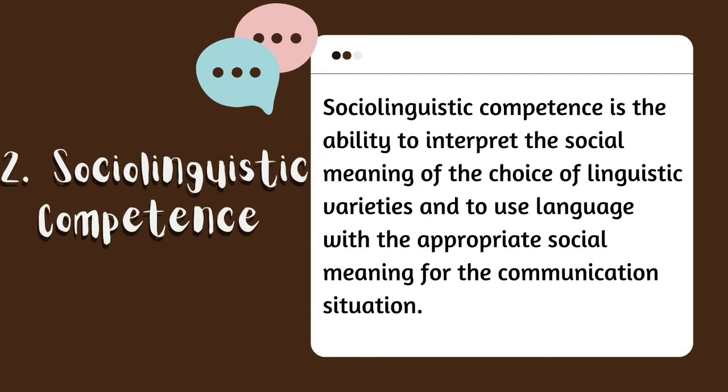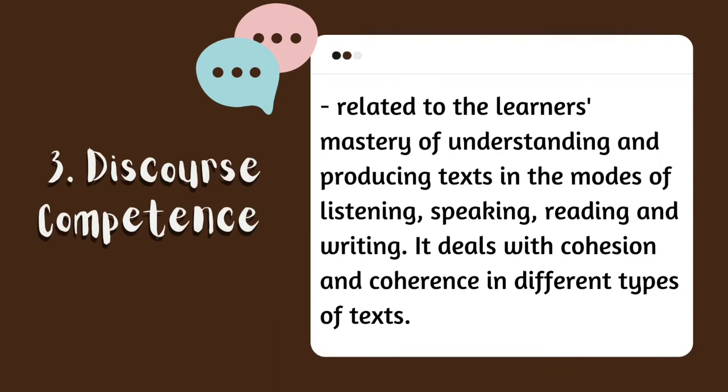So, sociolinguistics revolves around society and what pattern of language should be used that would be suitable for both communicators. The third one is discourse competence. It is related to the learner's mastery of understanding and producing text in the modes of listening, speaking, reading, and writing. It deals with cohesion and coherence in different types of texts.